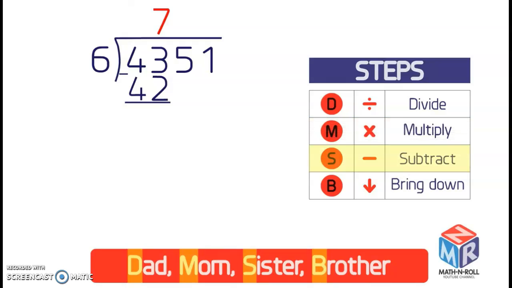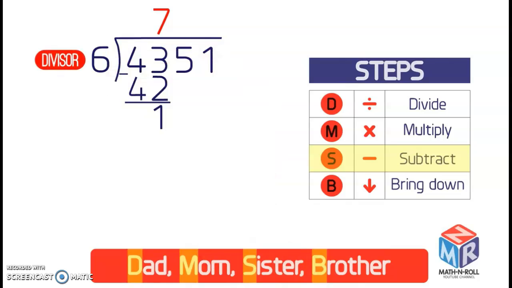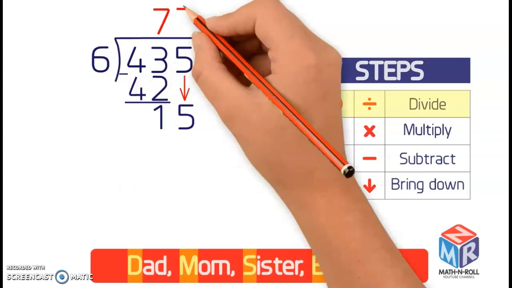Subtract 42 from 43 to get 1. After you subtract, the result should be less than the divisor. 1 is less than 6, so it's okay. Then bring down the next number, 5, to make the new number 15. Now ask how many times 6 goes into 15. That is, what's 15 divided by 6? The answer is 2, with the remainder.